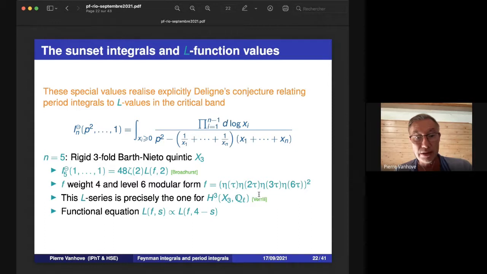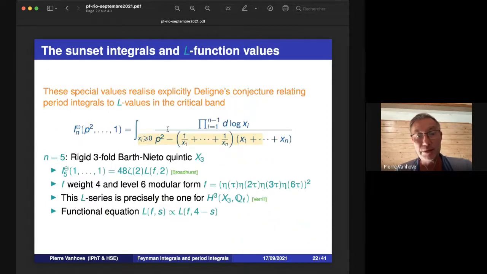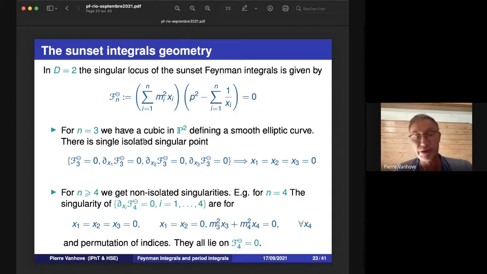And I mean, actually, it matches the computation that Vanhove did for the L function series associated to the cohomology, where X3 is the space associated with the vanishing locus of the denominator, the vanishing singular locus of the integral. Very good. But the thing is that I'm not just interested in the case where all the masses are 1. I'm not just interested in the case where the p square is 1. I want a full function of the parameters.